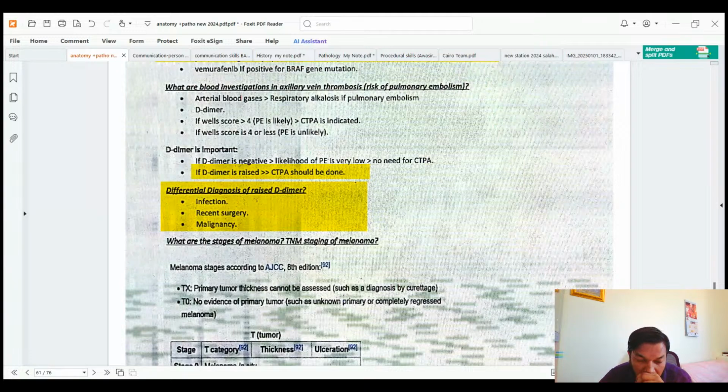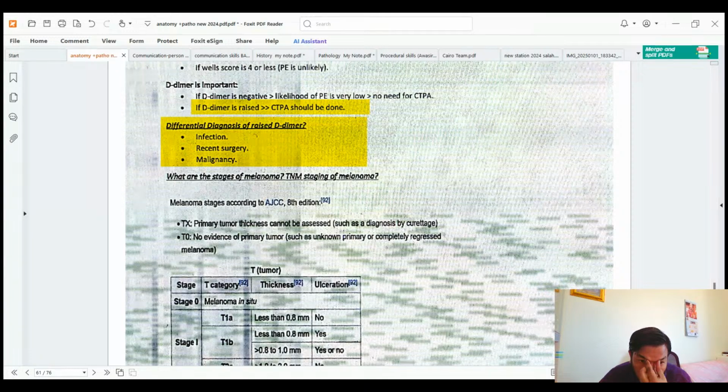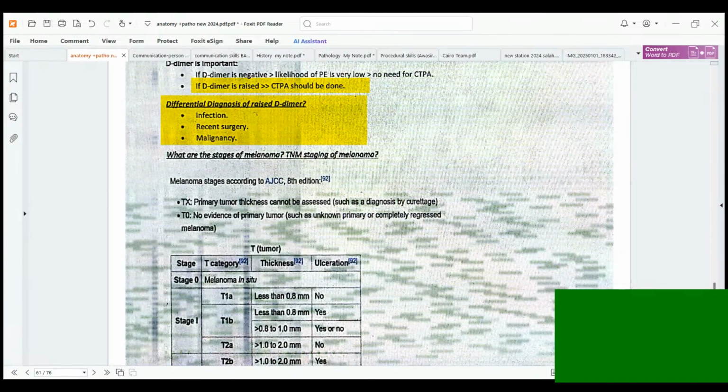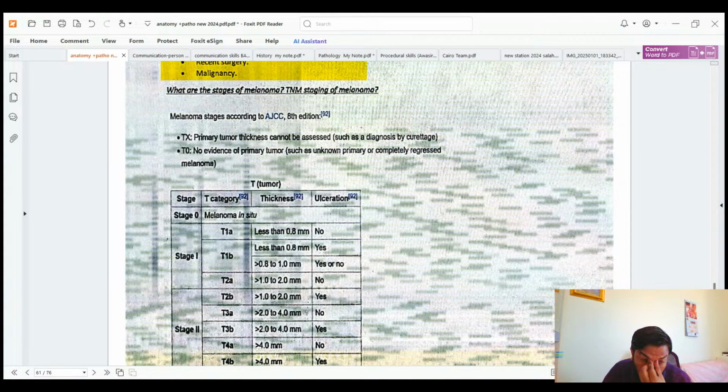What are the stages of melanoma? Melanoma stages according to AJCC classification. Primary tumor thickness cannot be assessed. T0, no evidence of primary tumor. Tis, melanoma in situ, stage 0.